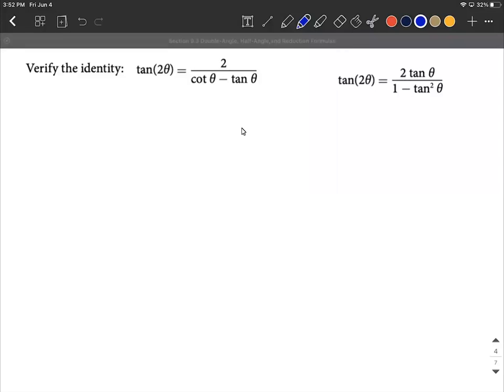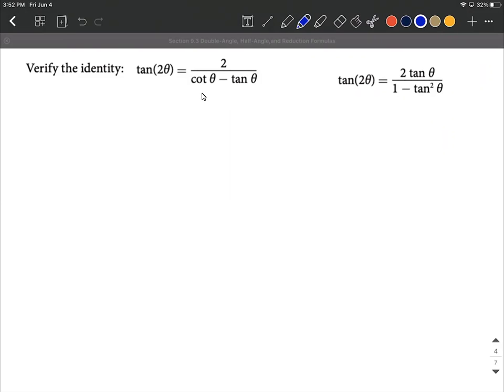Quick example of verifying an identity. So we want to verify that tangent of 2 theta is equal to 1 divided by the quantity cotangent of theta minus tangent of theta. And I went ahead and brought along the double angle formula for tangent because I figure we may need this at some point. All right.